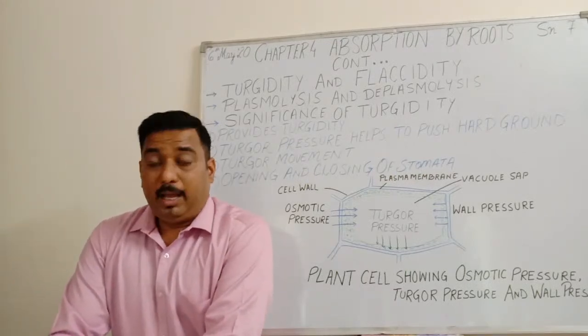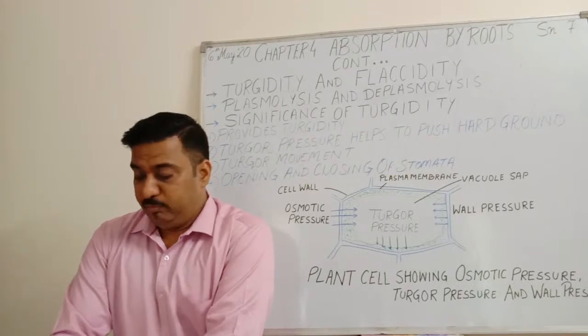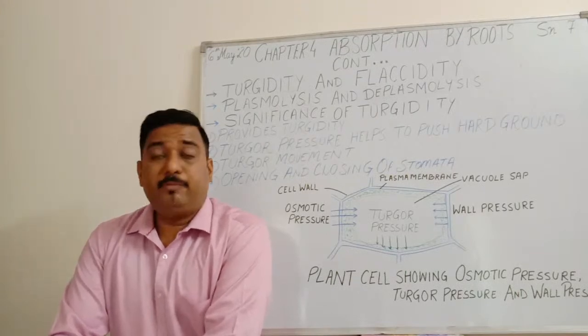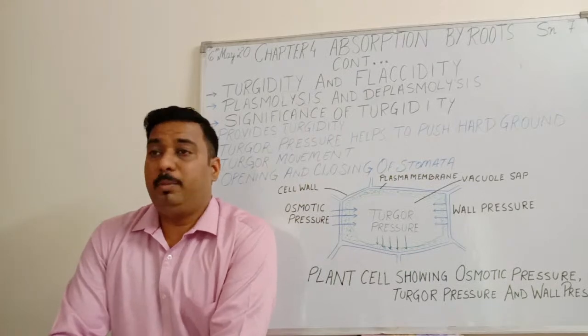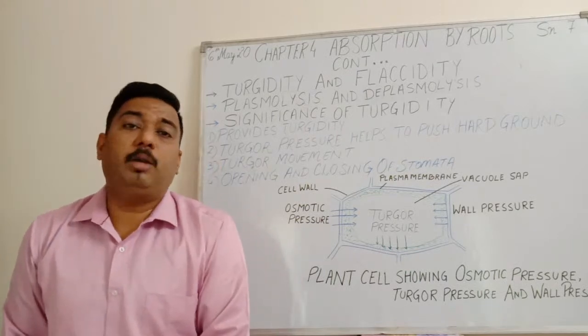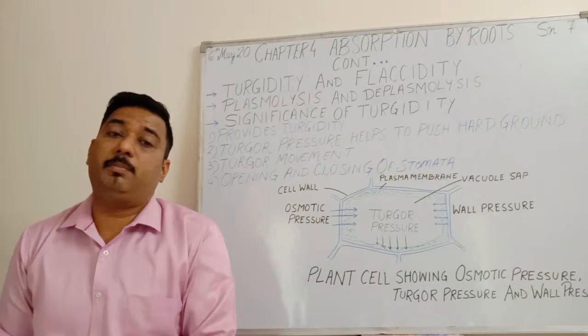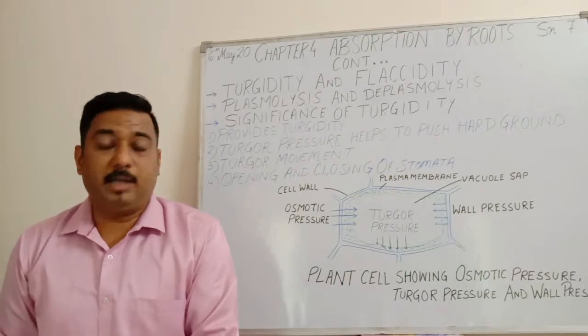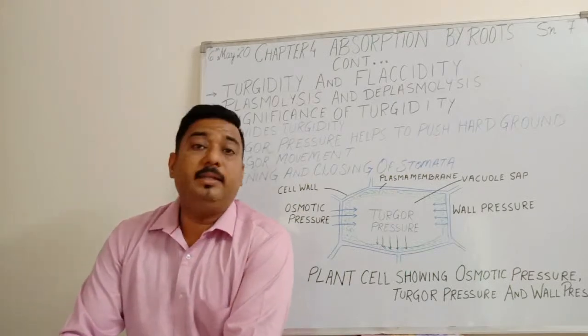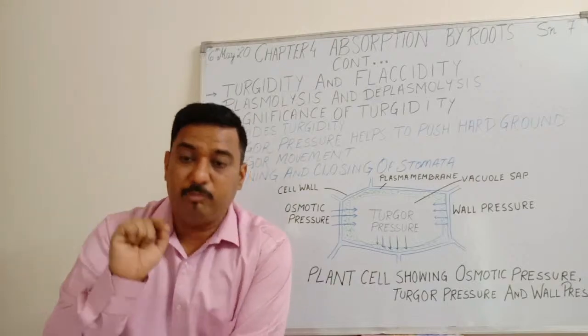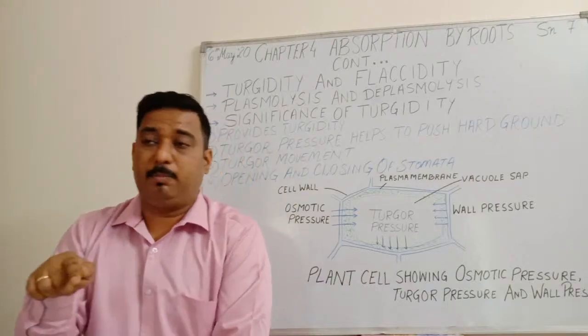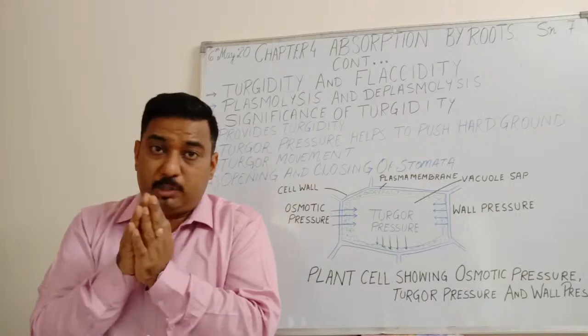So due to the higher turgor pressure, then turgor movement. This is seen in various kinds of sensitive plants, like the touch-me-not plant. The botanical name of the touch-me-not plant is Mimosa pudica. In Hindi it is called chui mui. When you touch a chui mui plant, or touch-me-not plant, what happens? The leaves droop, or get folded.